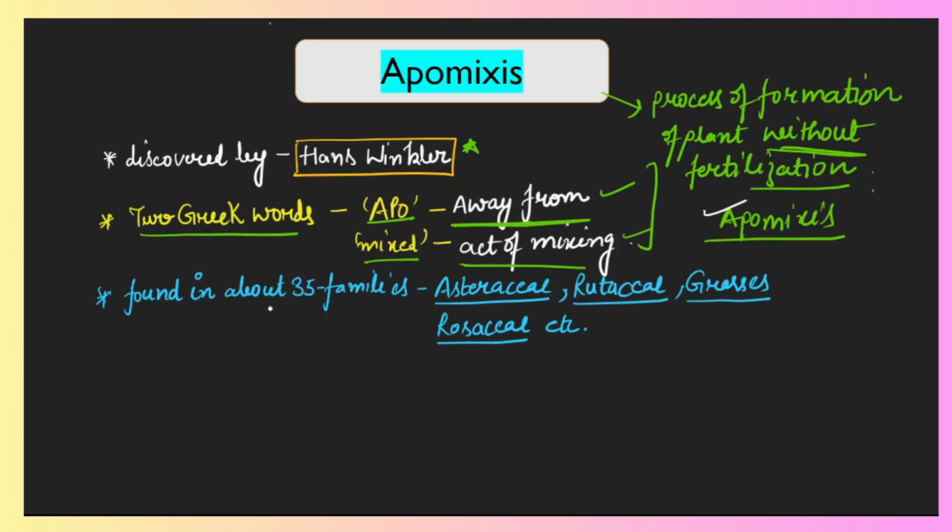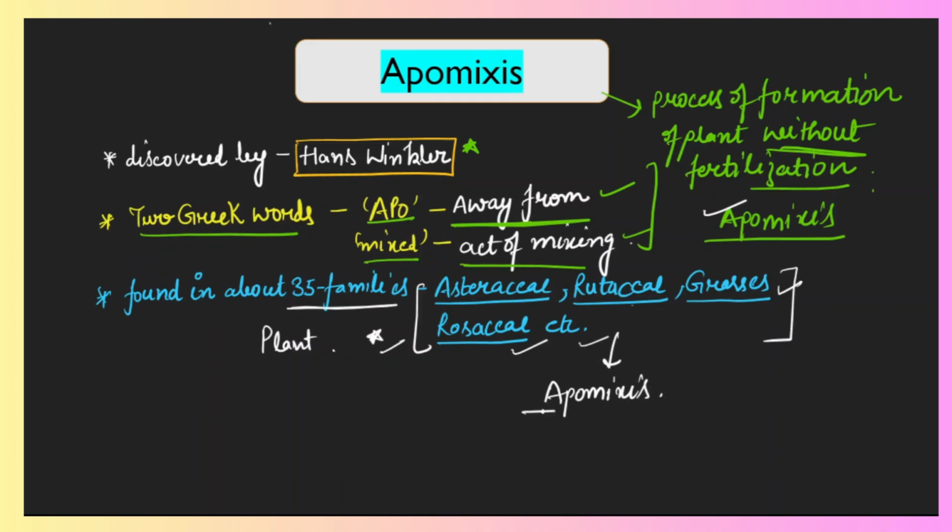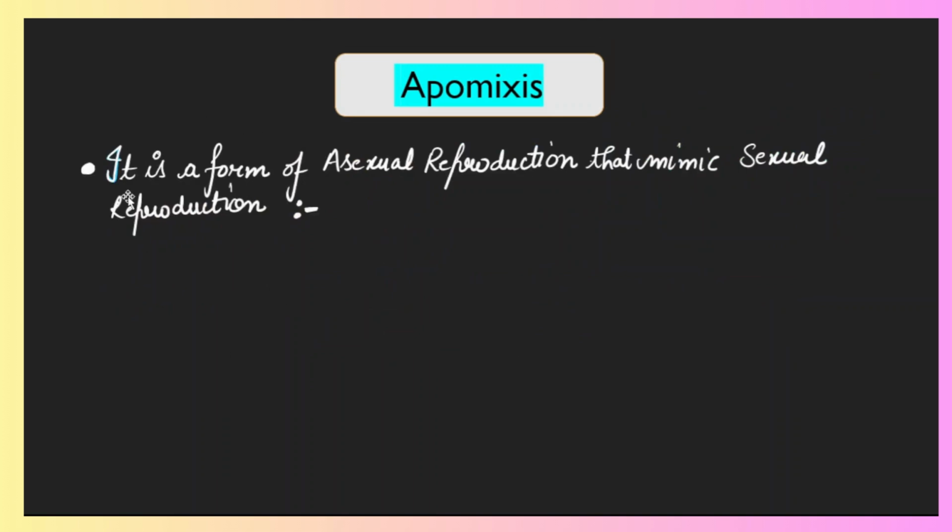So apomixis is found in about 35 families of different plant species. These examples are important: the families like Asteraceae, Rutaceae, different grasses, Rosaceae, etc. So these are all the families in which apomixis takes place.